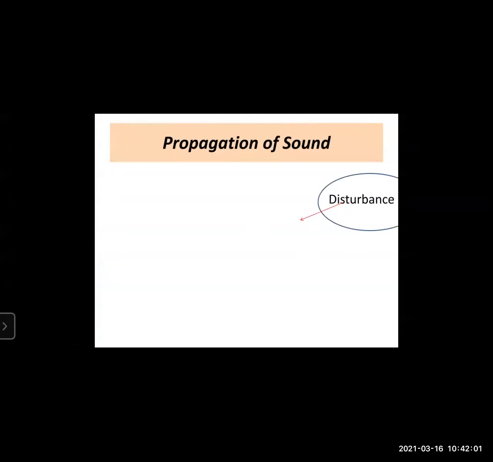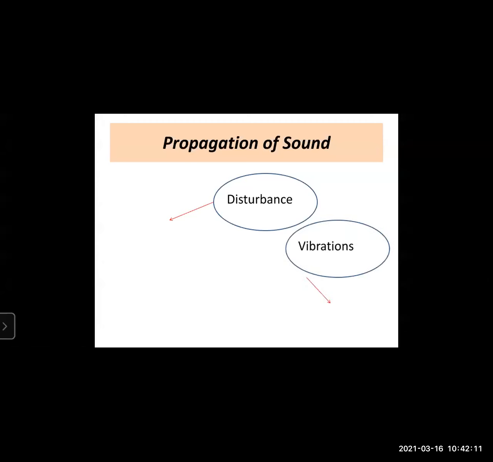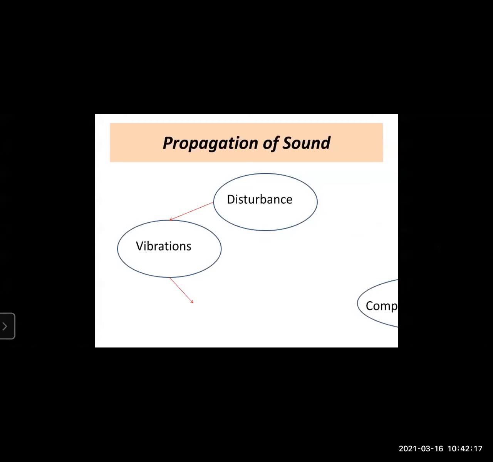Now, how is sound created? Sound is created by creating a disturbance in a vibrating substance. On that vibrating substance, vibrations are created, and those vibrations are carried forward with the help of two successive processes, compression and rarefaction. We will see in detail how it happens.